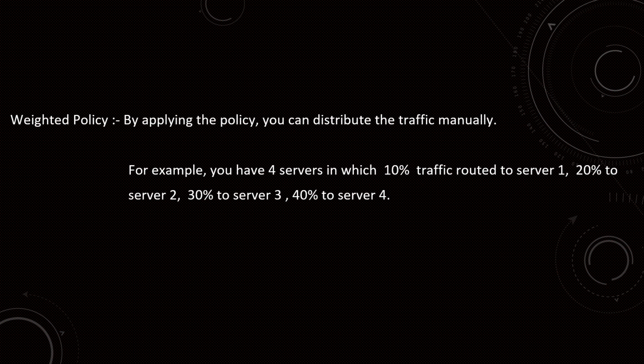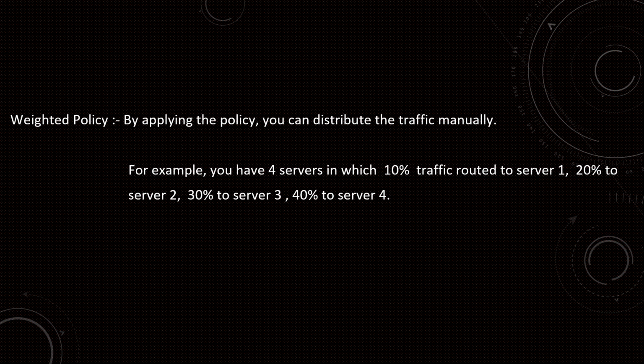Weighted policies means we have to weight our traffic according to our use. For example, server 1 has low configuration, server 2 has better configuration, server 3 has the best configuration, and server 4 has excellent configuration. So we can distribute the traffic manually according to our server health. For example, we have four servers, in which we can route 10% traffic to server 1, 20% to server 2, 30% to server 3, and 40% to the fourth server. That means we can route the traffic according to our server health.